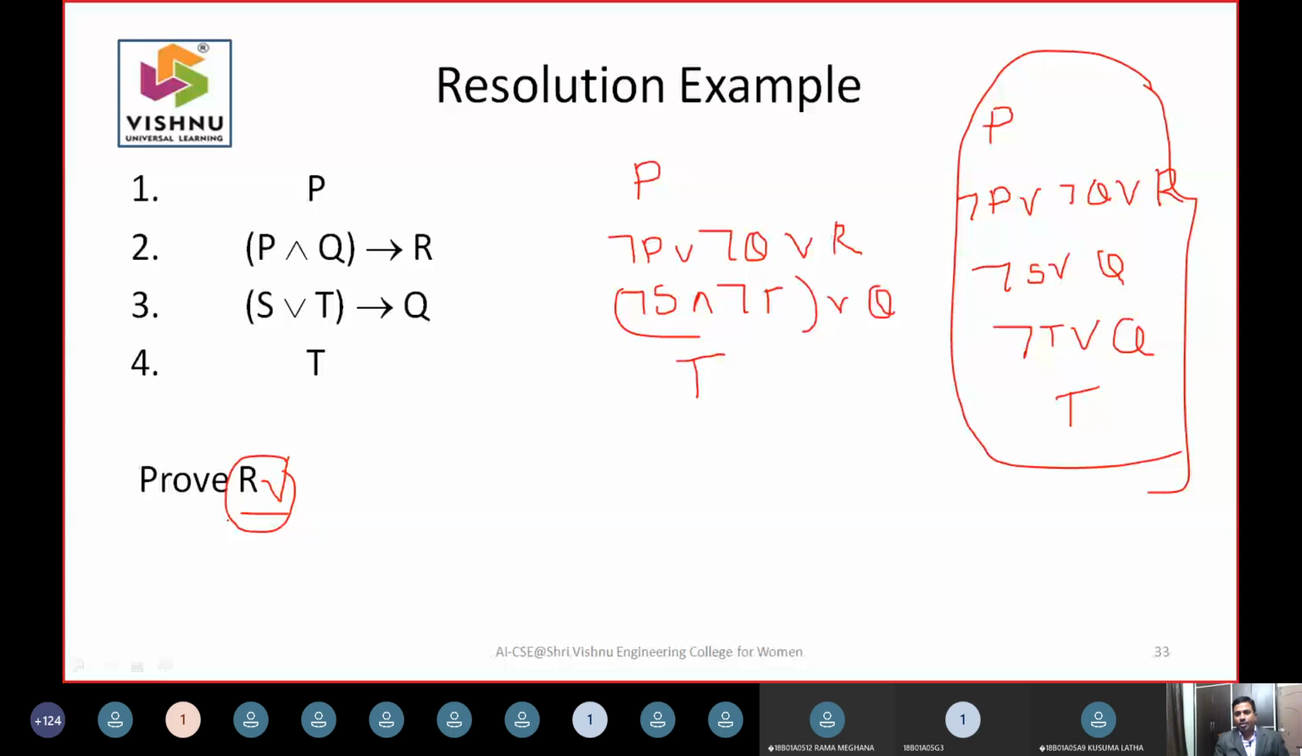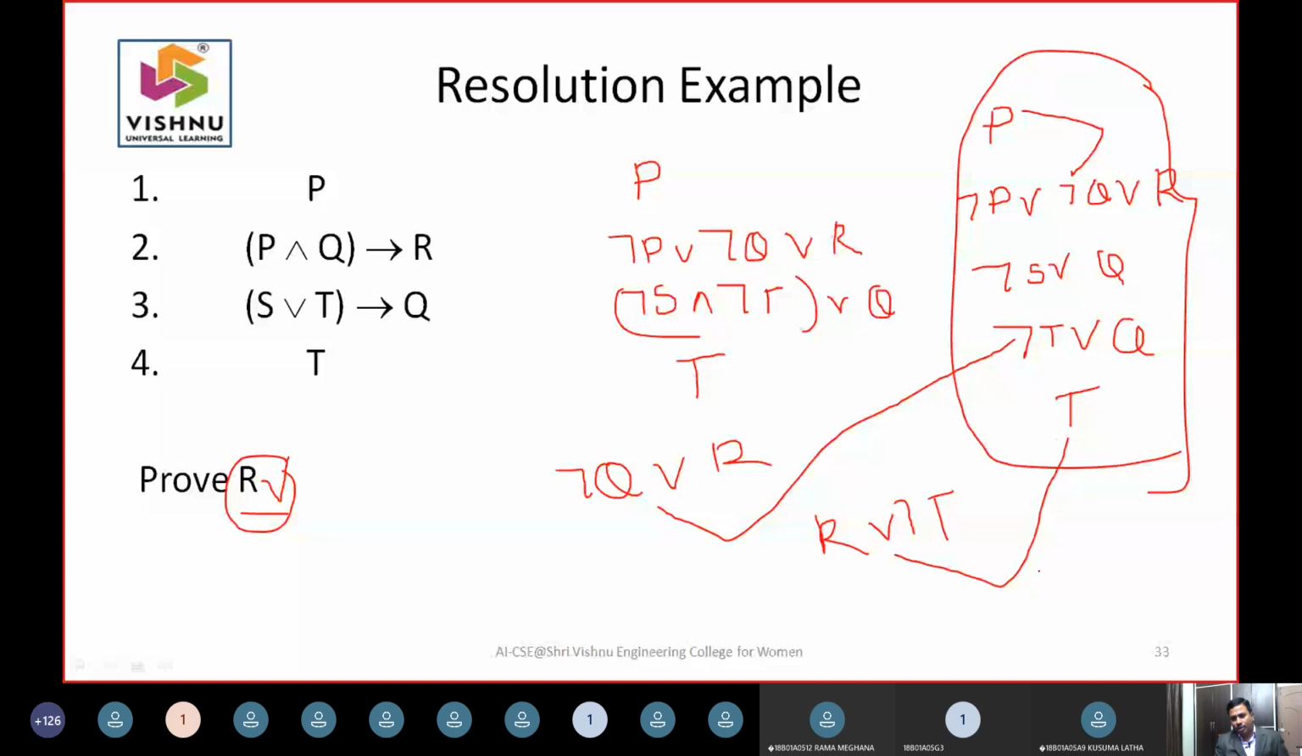So we'll just try then. If I join both of them, the first 2 statements, I can get negation of Q or R. If I join these 2 statements, Q and Q will go, and I will get R or negation of T. See, it is very implicit. If you combine both of them, I can get R.